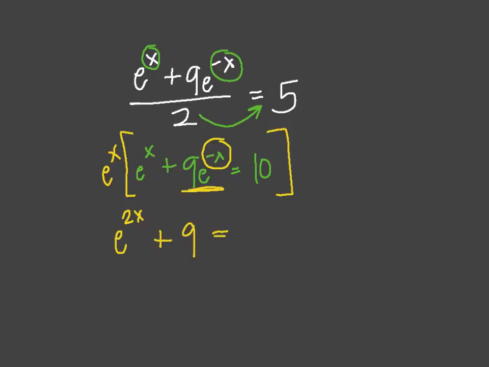Okay, all of this is equal to 10 e to the x. And some of you guys may have thought, I'm going to move that 10 over. That's fine. You could have moved that over to the other side. At this point, that's what I'm going to do anyway.